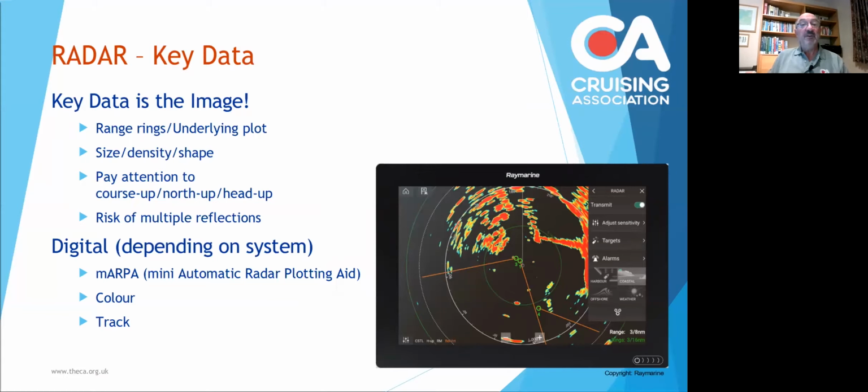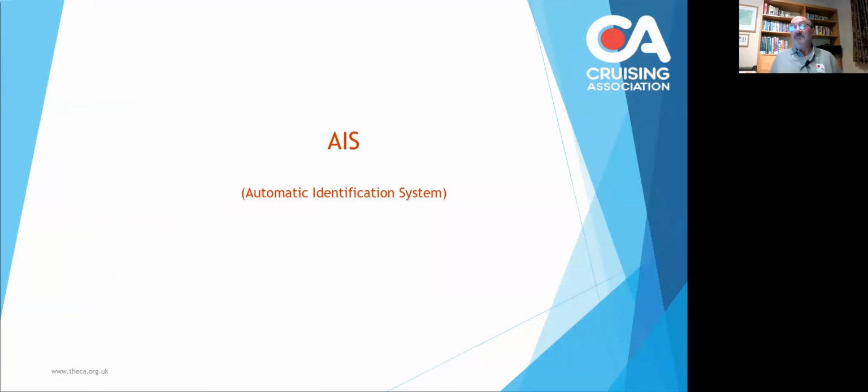So MARPA giving you the radar plotting aid, the color perhaps in terms of the reds and greens as to which way an object is moving. And also you can actually have the track of an object being shown on the radar. So radar is a very good tool which is self-sufficient for you to work from. And of course, radar's been around for a long, long time. Whereas AIS, Automatic Identification System, has not been around anything like as long.